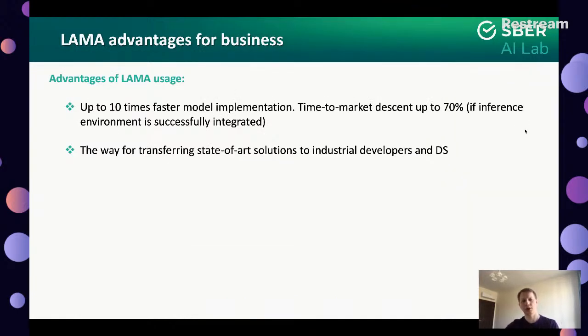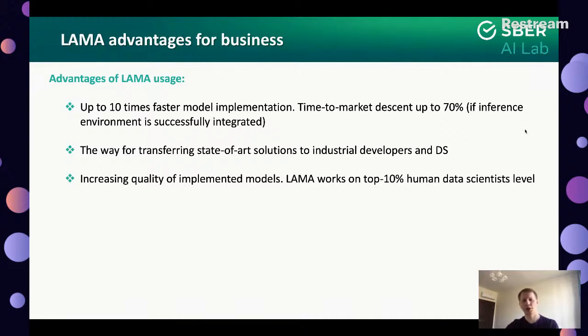The second one is that LightAutoML can be the transfer step for state-of-the-art solutions for data scientists inside your company, because it has a modular structure, and you can create the new model with a state-of-the-art solution, for example, with CatBoost, if we don't have it. Or you can create some feature engineering blocks and use it inside your pipelines to solve the tasks better.